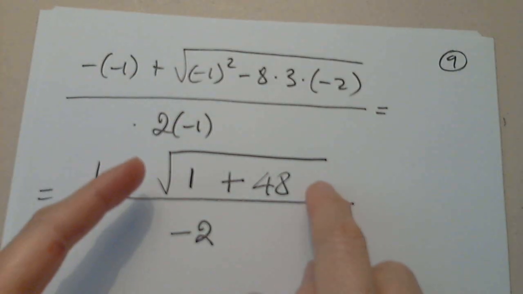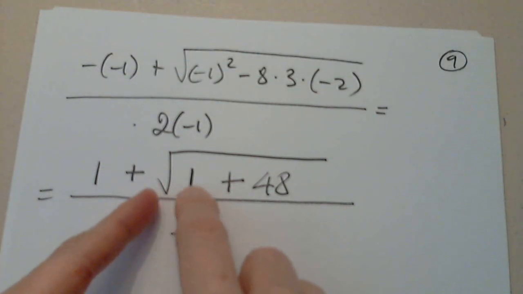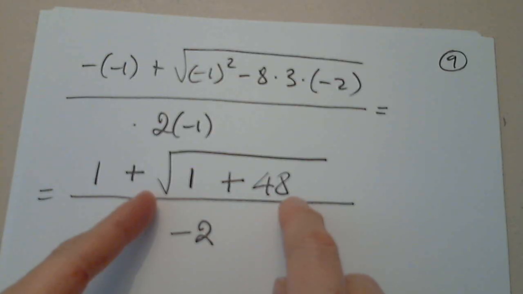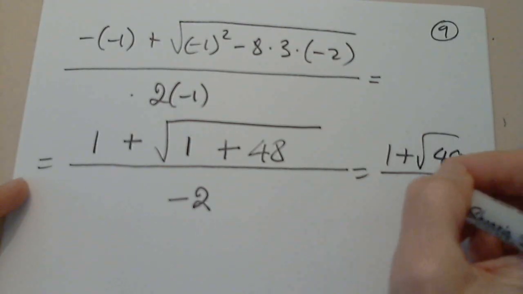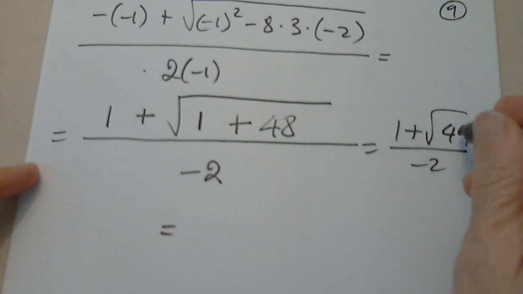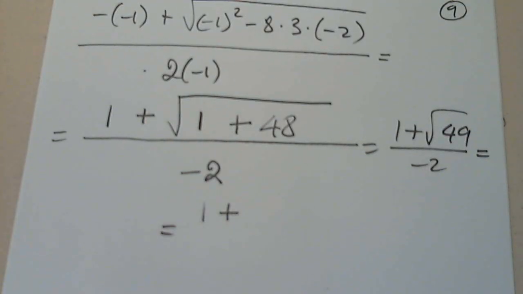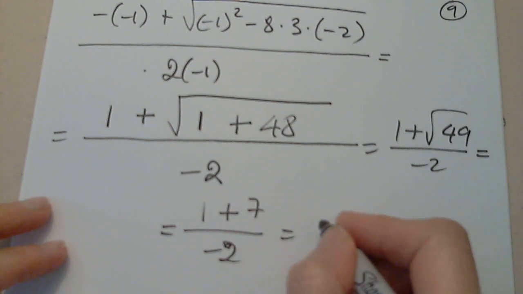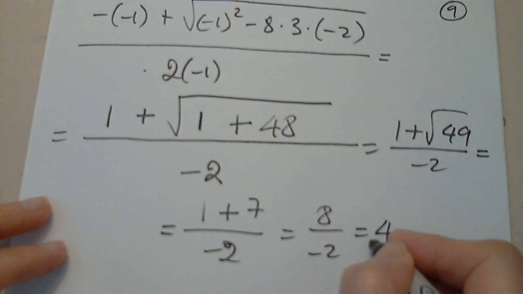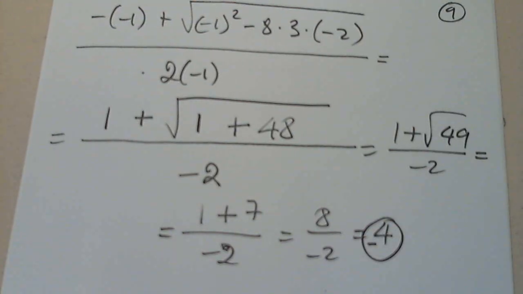Do not try to take the square root of 1 and the square root of 48. That would be a terrible mistake. It's like simplifying terms, right? So this is 1 plus the square root of 49 divided by negative 2. The power is next, which means 1 plus 7. So, very good. Divided by negative 2. So the top is 8, the bottom is negative 2, so the answer is negative 4. They're trying to throw us off.